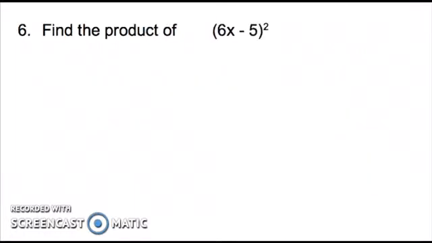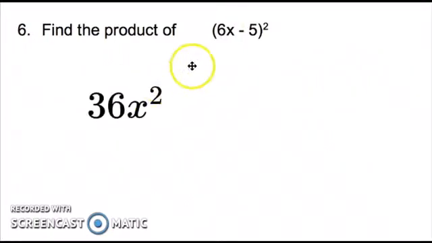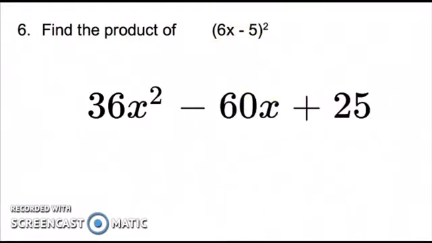Number 6 is a special case binomial again. The rule says square the first term, so 6x all being squared is 36x squared. Then you multiply the two terms and double it, so negative 30 times 2 is negative 60x. And then square the last term, negative 5 squared is 25. So my answer is going to be 36x squared minus 60x plus 25.